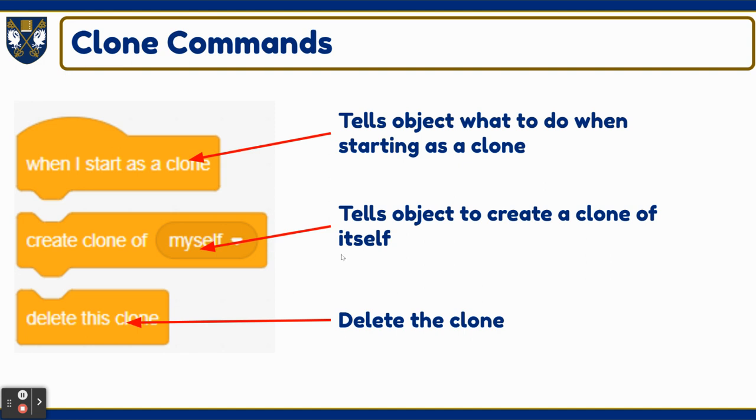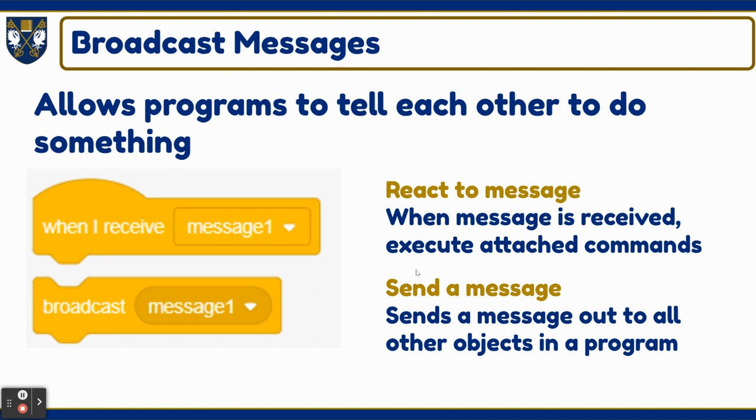Clones we used before, and we're going to be using them again in our second scene. And broadcast messages we're going to use. These allow different objects in our programs to tell each other to do something. So the first block, when I receive message 1, tells each object that if it receives a broadcast message, there are some commands that it needs to carry out. And broadcast message 1 allows an object to send a message out to all other objects in the program.